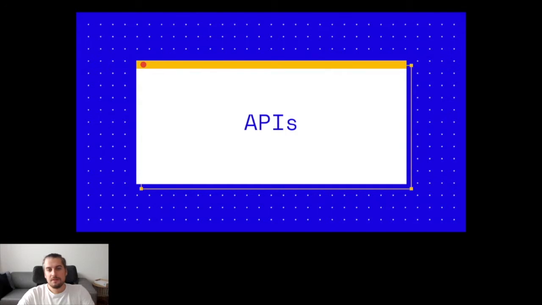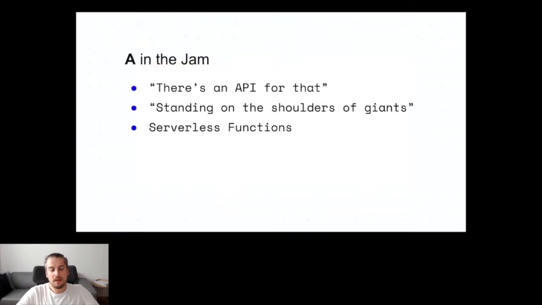Then we have APIs, right? That's the A part from the Jamstack. And I have two quotes here on this particular slide. So there's an API for that, and then standing on the shoulders of giants. So why do I have these two statements written up here? Let's talk about the first one, which is there's an API for that.